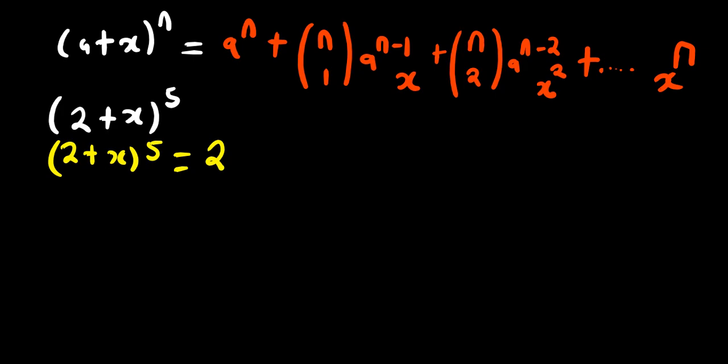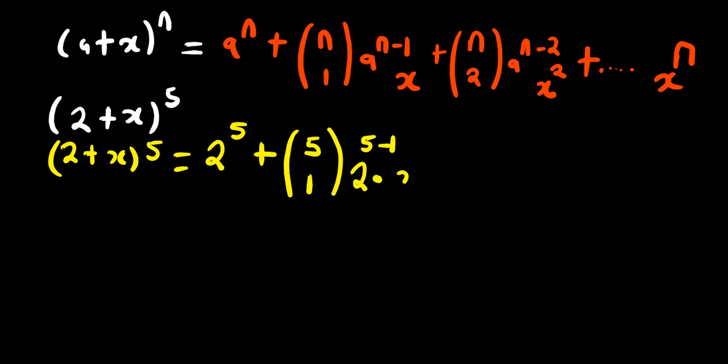Now this 2 is raised to the power n. N in this case is the power. So what is the power in our case? The power is 5, so I'm going to say 2 to the power 5, plus then the power is 5, which is our n, so this will be 5 choose 1, then a, which in this case is 2, to the power n minus 1, so that would be 5 minus 1, multiplying by x.